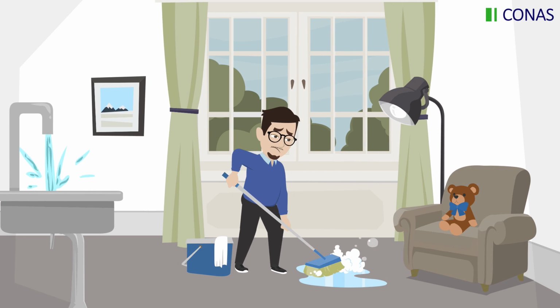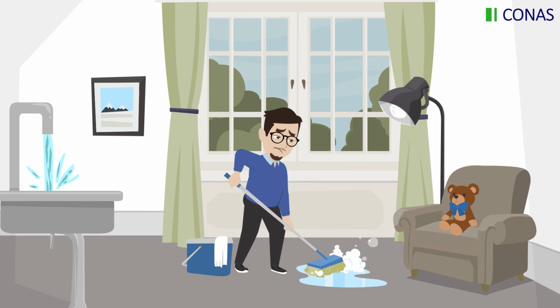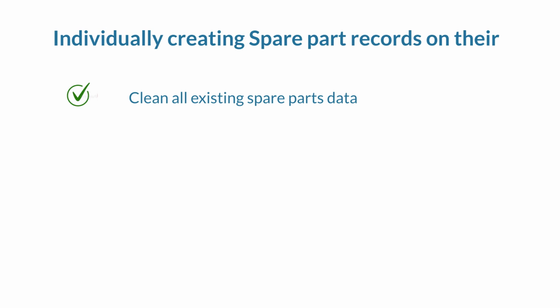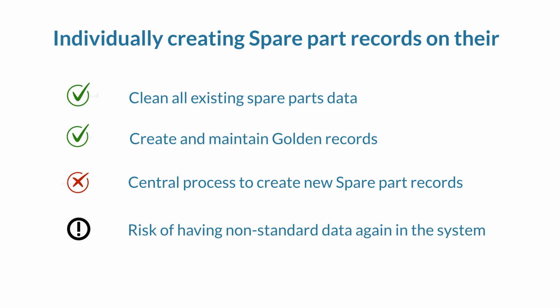Think of cleaning the entire floor of a room with water continuously flowing out of the tap. Seems impractical and idiotic, right? The same would happen if we clean all the existing spare parts data, create and maintain golden records, and do not have a central process to create spare parts in the system to comply with the newly defined data standards.